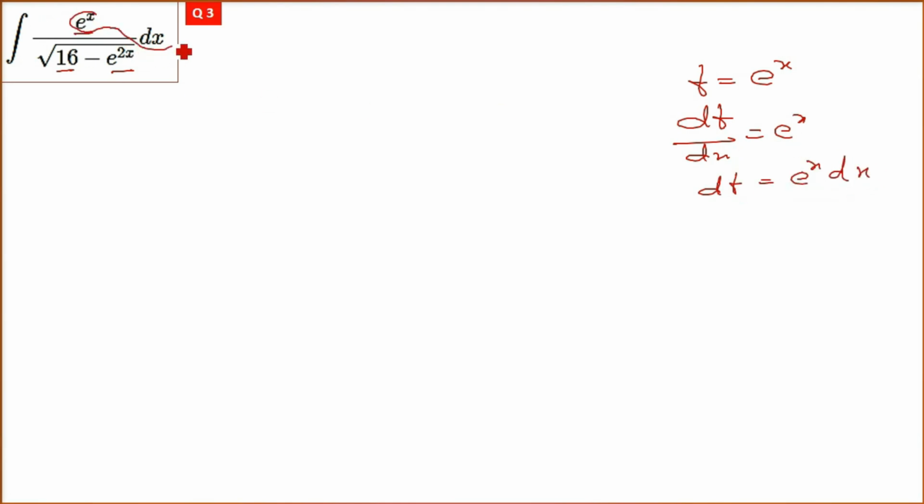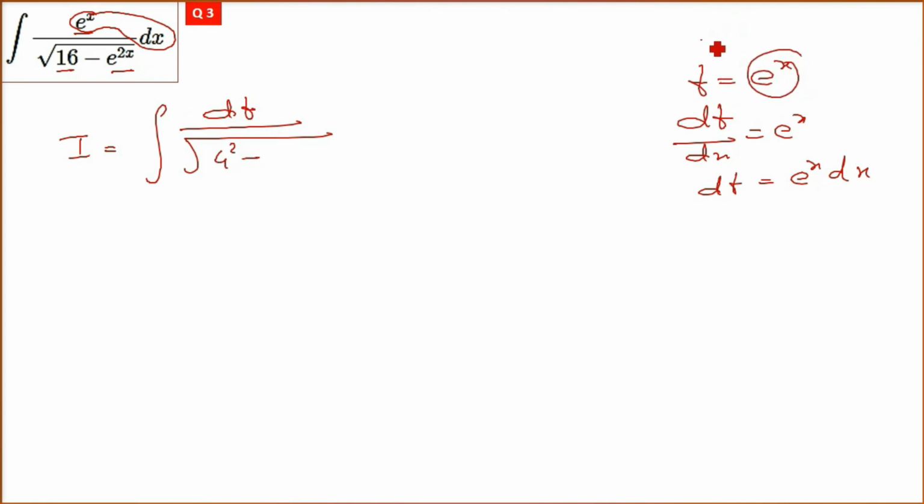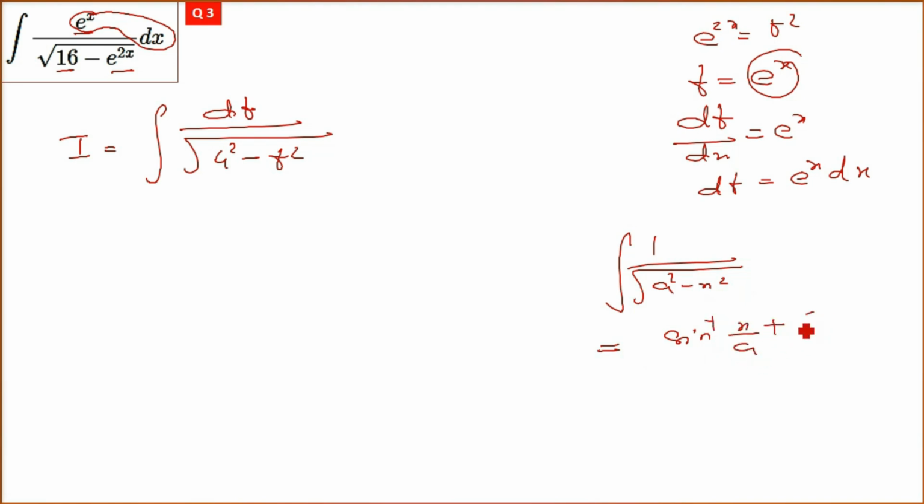So you have the numerator now. This numerator we can write as dt. So this integration will become like this. e raised x dx will be dt. Denominator will be 4 square minus e raised 2x. Since e raised x is t, e raised 2x will be t square. So we can write t square here. What is the formula? Integration of dt by under root 4 square minus t square. That is the a square minus x square formula we are going to apply. It will be sine inverse x by a plus constant of integration.